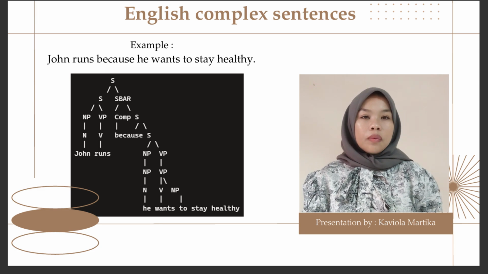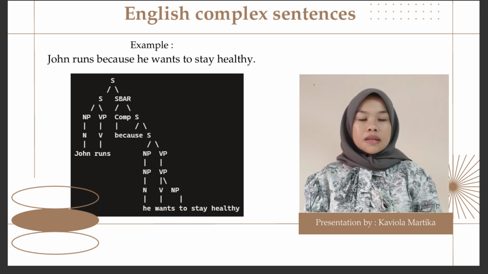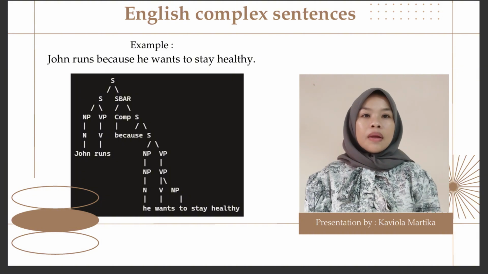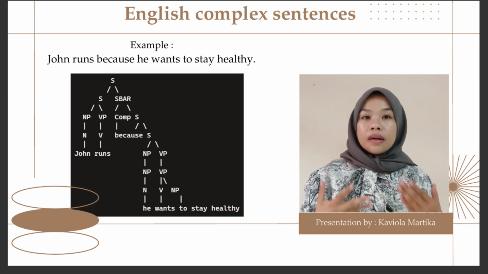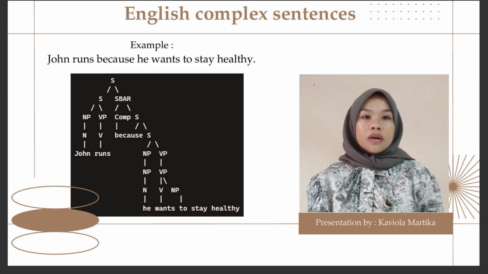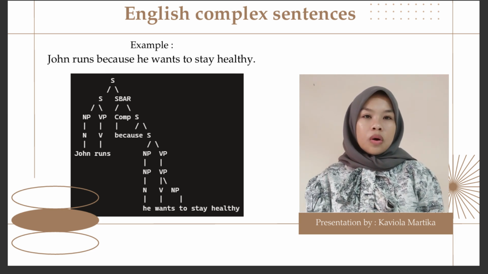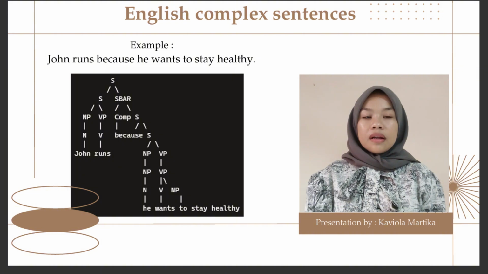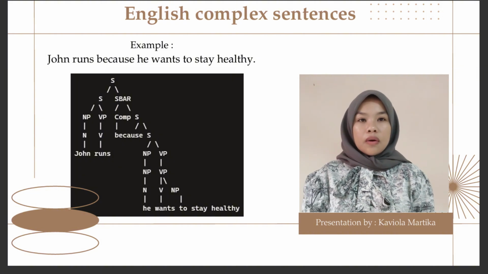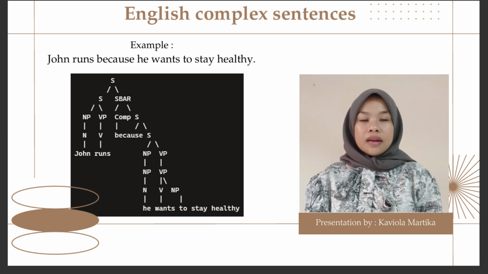This sentence consists of one main clause and one subordinate clause. The main clause is dominated by the first S, which consists of the noun phrase John and the verb phrase runs. The subordinate clause is dominated by the subordinate clause node, which connects the main clause with the subordinate clause using the conjunction "because". The subordinate clause consists of the complementizer "because", which starts the subordinate clause. The subordinate clause consists of a sentence that has the noun phrase "he" and "wants to stay healthy".